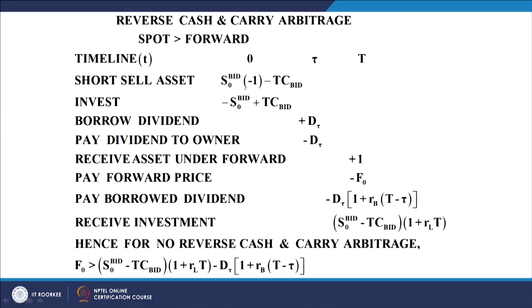Similarly, we can work out the reverse cash and carry arbitrage. In the case of reverse cash and carry arbitrage, what happens? You will borrow the asset and you will short sell the asset. When you short sell the asset, you are selling the asset, so you will receive the bid price. Now, out of this bid price, you will have to incur transaction cost. So, the net receipt that you get is S bid minus the transaction cost related to the bid transaction, and this is the amount that you invest.